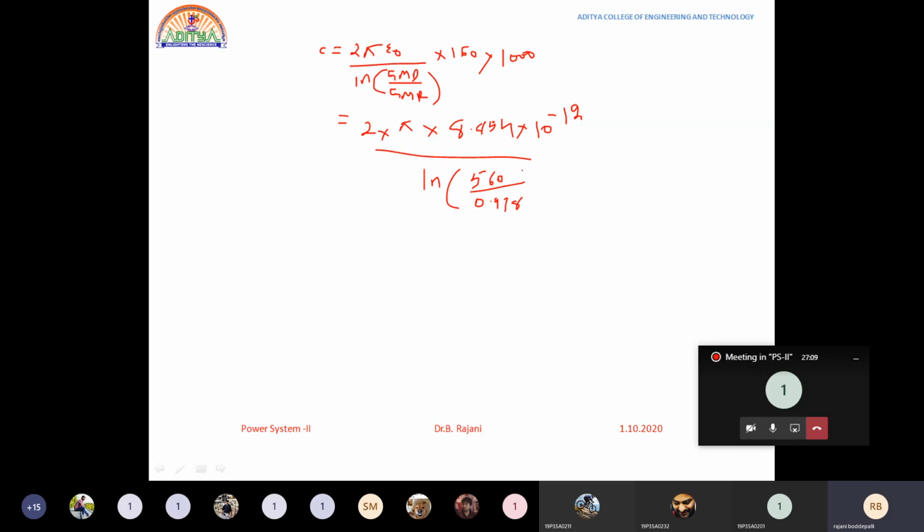I will be getting the value as 1.399 into 10 to the power of minus 9 farads. In terms of farads, I have got. Now, I am having resistance, inductance, capacitance in my hands.